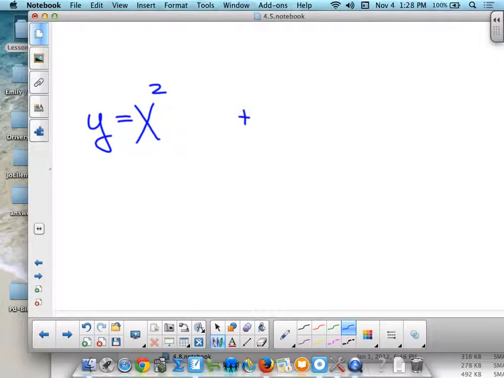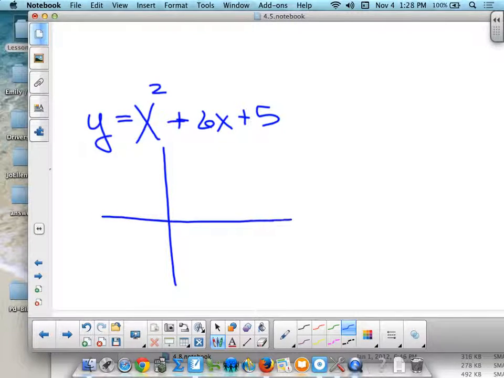I'll make one up. Let's go x squared plus 6x plus 5. If I did that, what kind of graph would you get? A parabola. Up or down? Up, because the leading coefficient is positive 1. Then you have to say, what's it going to look like? Well, I already know it's going to be up, and it crosses the x-axis at negative 5 and negative 1. So these would be the x-intercepts.